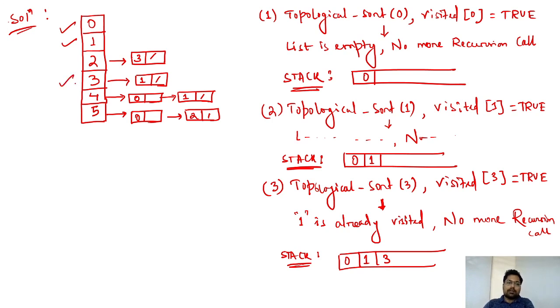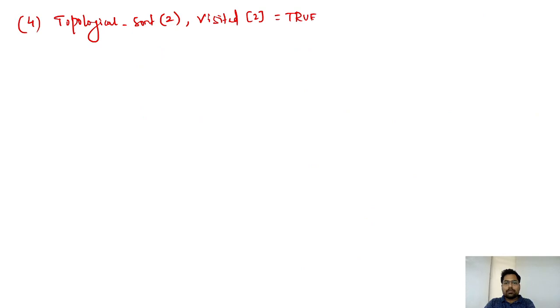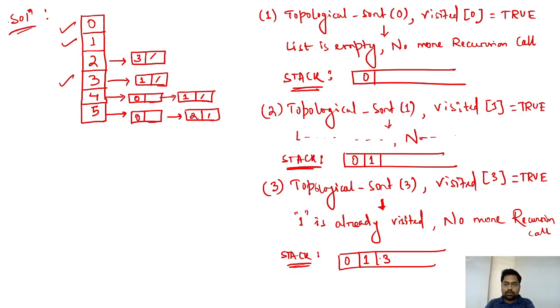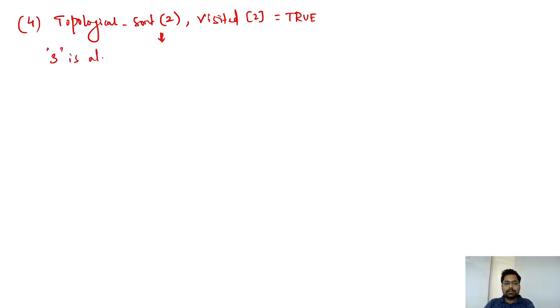Next, it is done. Okay, next we switch to 2. Why? Because 3 is already moved. It is preferable to start with 3, not an issue. If you start from 2, for this 2 what you have to write, I'll discuss, don't worry. Next 4. Here you have to write topological sort. So 2 now I'm writing, and visited 2 is true now. In this case, 3 is already visited, meaning it's there in the stack. So you can write 3 is already visited, so no more recursion call.